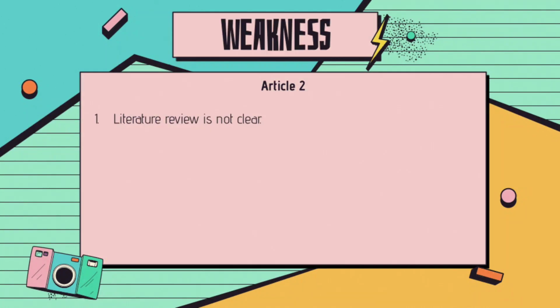So next we move on to weakness found in Article 2. So there's only one weakness that was found, which is the literature review is not clear. There's no specific section for literature review provided in the article, and the article also fails to provide past studies with the related topic and issue to support arguments for the paper.